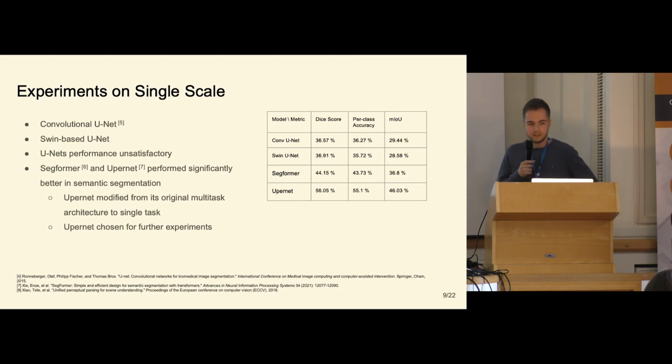First, we experimented with using just a single scale without contextual information. We compared convolutional and Swin-based U-Nets, which performed similarly. Then we experimented with more advanced SegFormer and UPerNet networks with transformer-based backbones that performed significantly better, with UPerNet performing with a Dice score of 56.05. And so we chose this UPerNet for the next experiments.